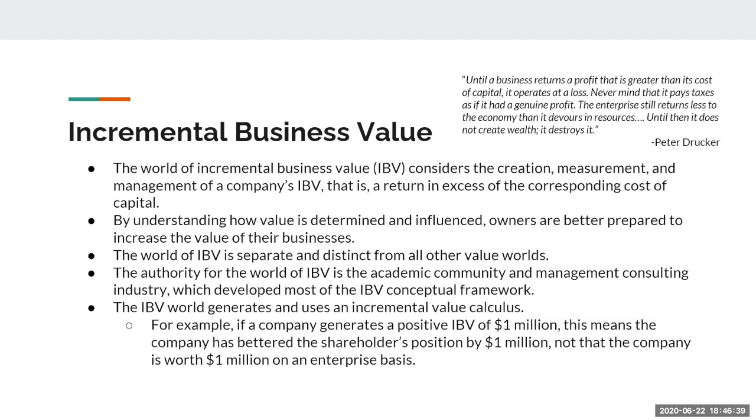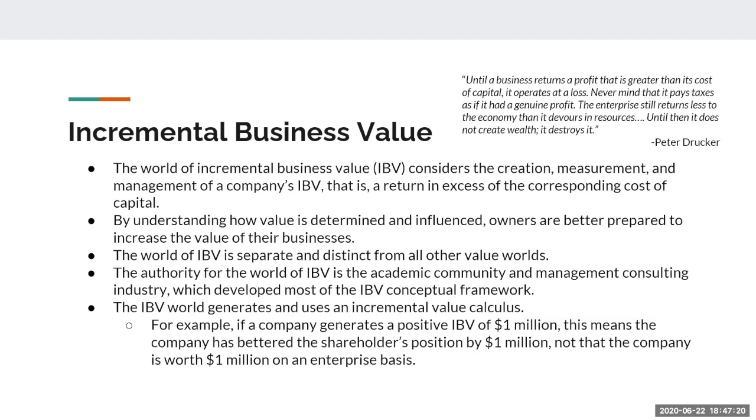So I like this quote a lot. I think it does a great job of summarizing the concept of IBV, or incremental business value, and the fact that a business isn't creating wealth until it has a positive IBV, and rather, instead of creating wealth, it would actually be destroying it. So going down the slide here, the world of incremental business value, or IBV, considers the creation, measurement, and management of a company's IBV, which is basically defined as a return in excess of the corresponding cost of capital. So that's the main takeaway for IBV: is the investment having a return in excess of the corresponding cost of capital?